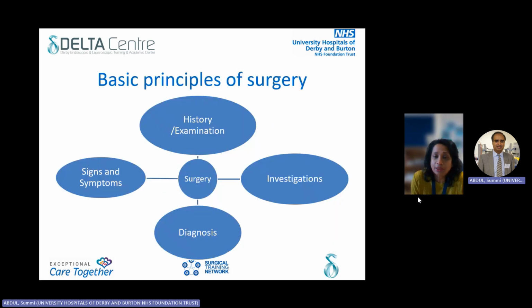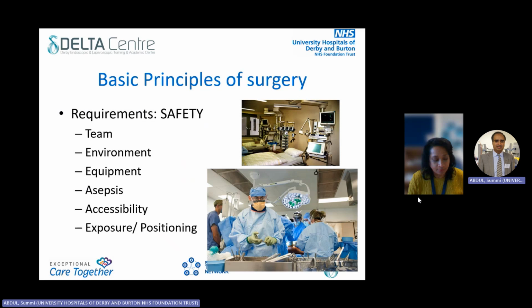But the basic principles of surgery rely on some components, and it's very important that before any surgery is undertaken, you understand why you're undertaking that particular surgery. So it is very reliant on a careful history and examination, understanding the signs and symptoms of concern, and corroborating that with the relevant investigations before you make a diagnosis, and therefore proceeding to an indication of surgery being the answer to the concerns at hand.